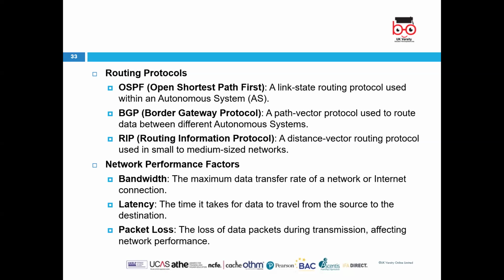When it comes to monitoring network performance, we're going to look into bandwidth, which shows us the capacity of data transmission. Latency, which shows us the time it takes for our data to travel from the original point to the ending point. Packet loss, which is the loss of data during transmission, and this is going to affect network performance.